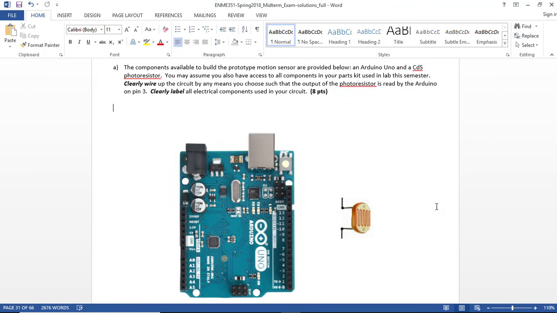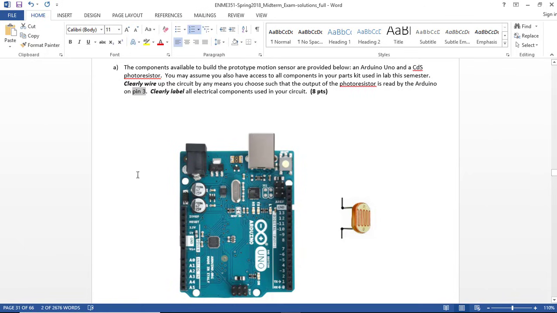So part A says, okay, you have all the components in your lab kit this semester, and you have an Uno, and then I give you this photoresistor. It says basically wire this thing up to read on pin 3 for version 1 of the exam, or pin 5 on version 2 of the exam. Now, this is a motion detector. This is not a light on, light off room detector, okay? And that's highlighted particularly in part B, where I say there's a change of more than 1 volt, okay? So you need to use analog pins here. So you need to be wired up into analog A3 for version 1 or analog A5 for version 2.